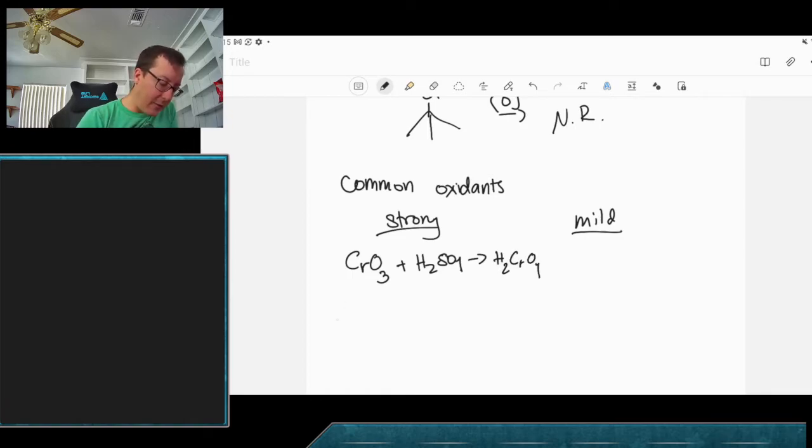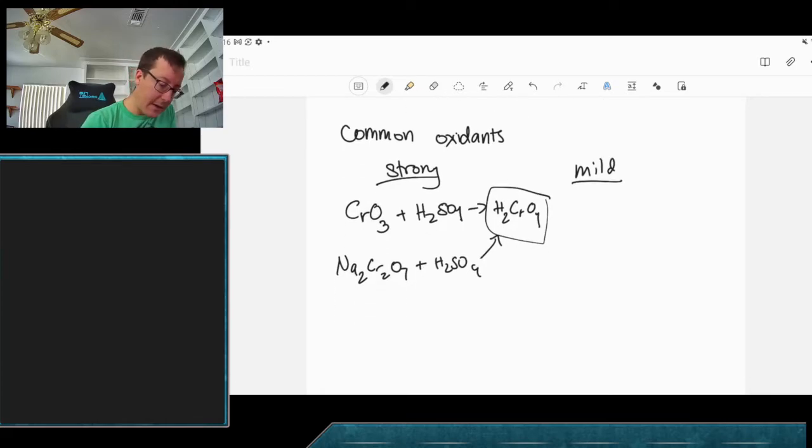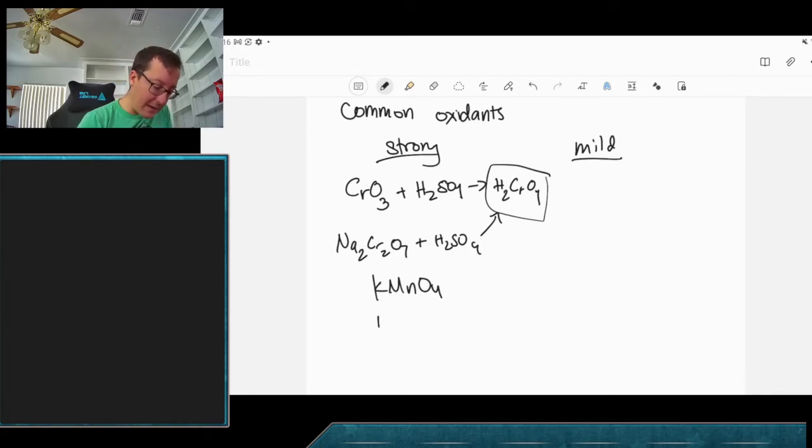We can see that if we take a dichromate, we also get chromic acid. So chromic acid is a strong oxidizing agent. KMnO4 is a strong oxidizing agent. And nitric acid is also a strong oxidizing agent.